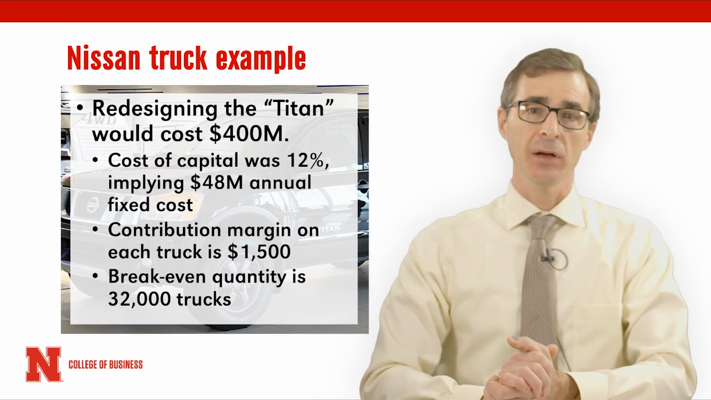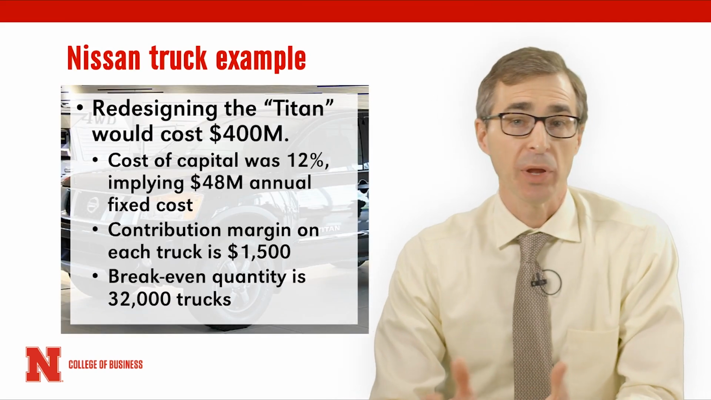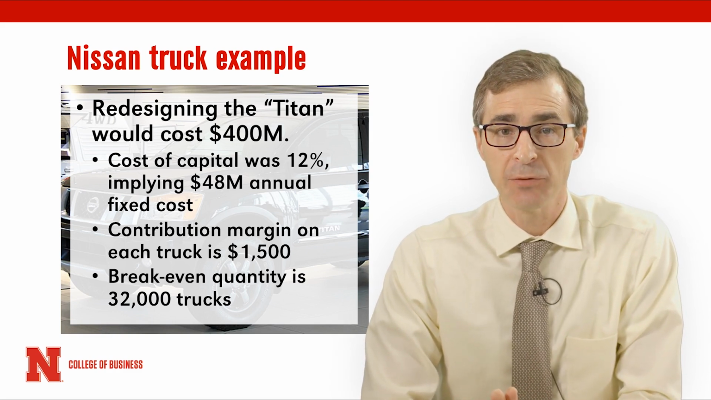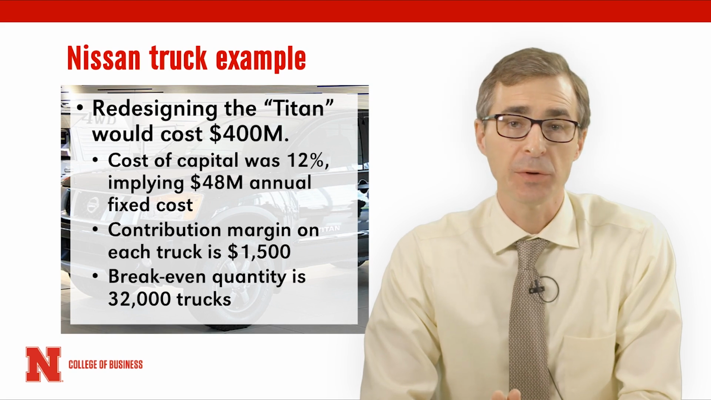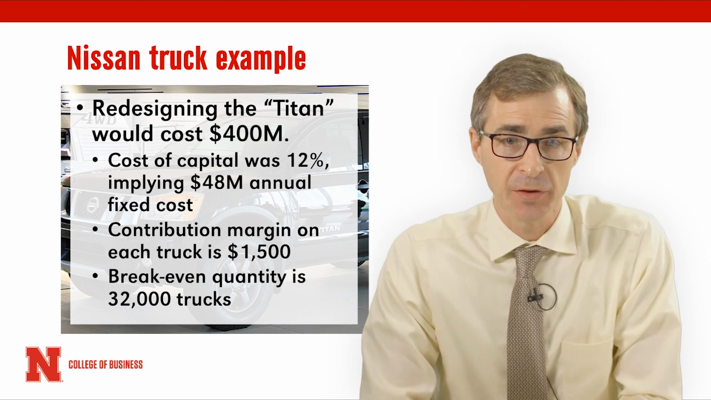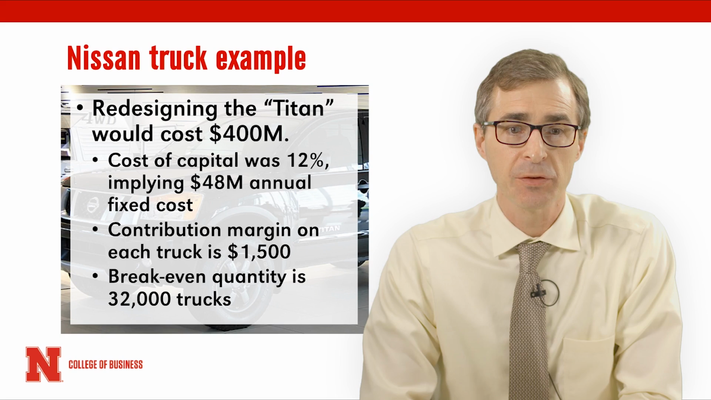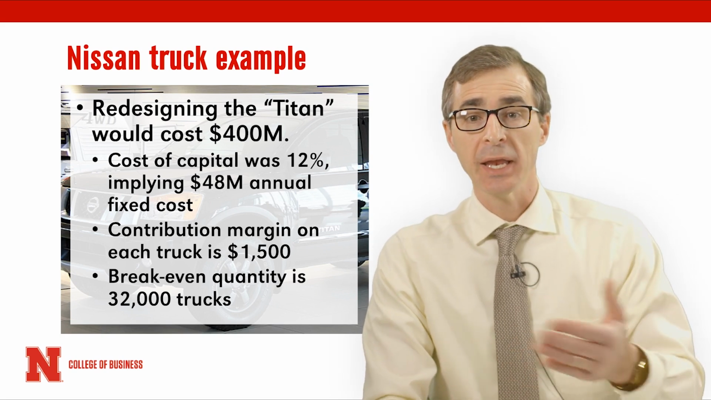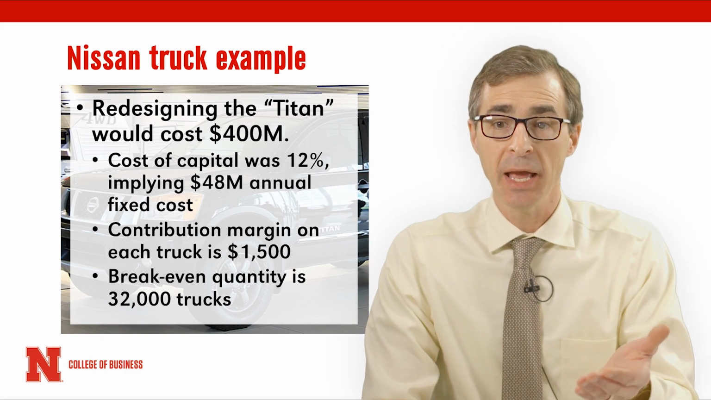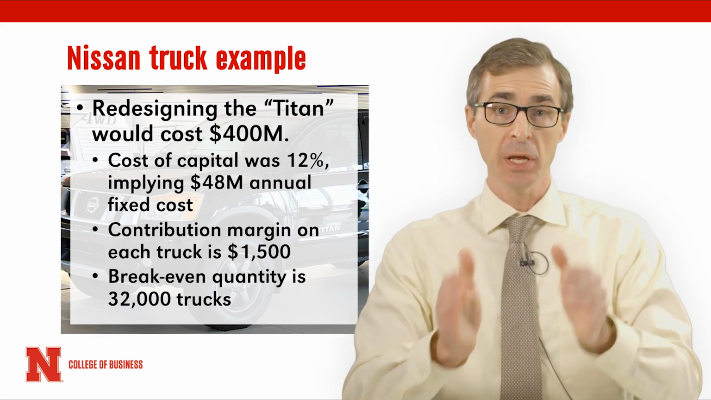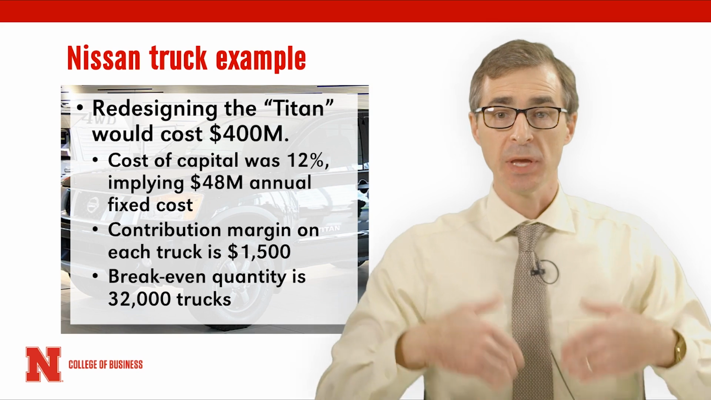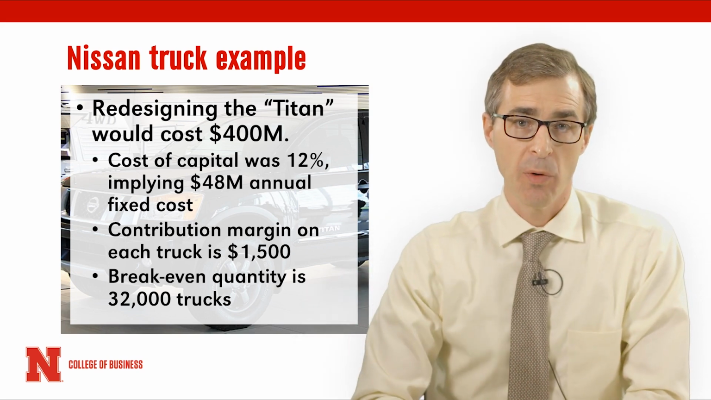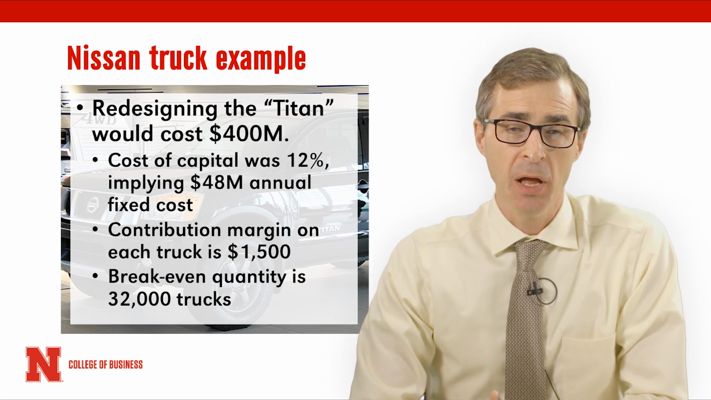Let's take an example of Nissan. Nissan was contemplating the redesign of its popular Titan truck model that had only 2 years left on its production cycle. The cost of redesigning the Titan was estimated by Nissan's engineers at about $400 million. Nissan's cost of capital was 12%, implying an annual fixed cost of about $48 million. That's the 400 million times 0.12. So the annual fixed cost of redesigning and paying for this redesign would be about $48 million.